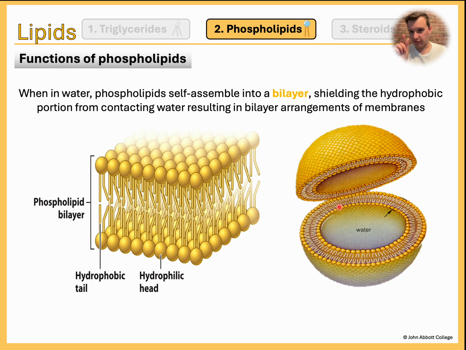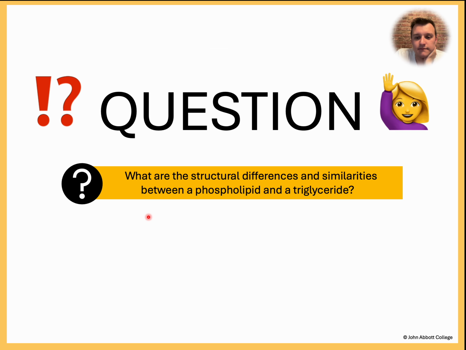If I took just one phospholipid and threw it into a pool, you'd have the head touching the water and the two legs would be pointing out, right? Because the tails don't want to touch water. But if I take a bunch of these phospholipids and throw them in, they will arrange in this orientation so that everybody's happy. The heads are all touching water, but the tails are protected on the inside and don't touch water, right? So, what are the structural differences and similarities between phospholipids and triglycerides?